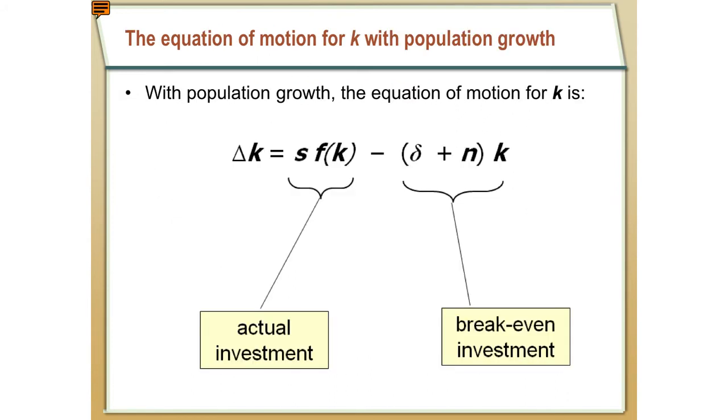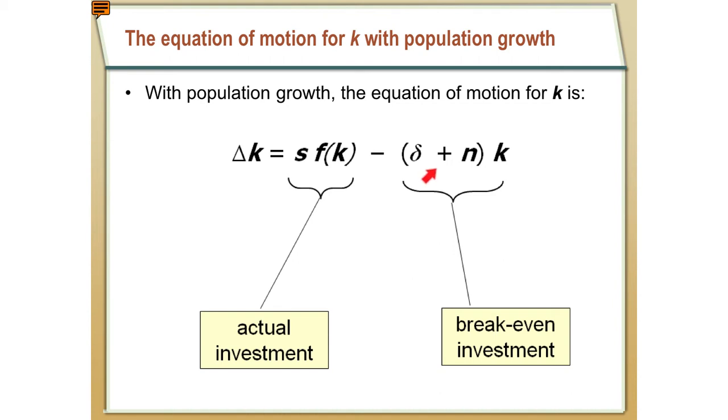This leads to a new equation of motion for the stock of capital per worker, little k. So delta k, remember this describes how the stock of capital per worker changes over time. It's going to increase if investment is greater than break-even investment. It's going to shrink if this term here, the second term, the break-even investment, is greater than the investment. So actual investment is still the savings rate multiplied by output. So s is the fraction of our output that we are saving and investing.